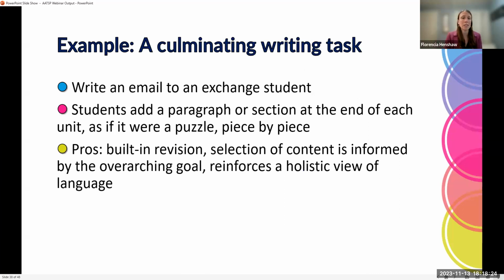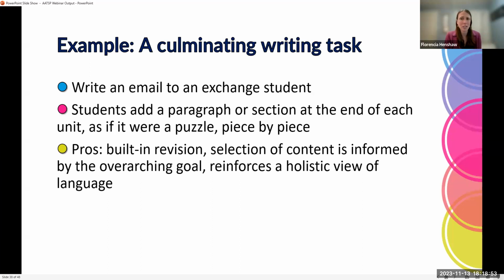The pros of doing something like this is built-in revision, because sometimes we do assessments, we collect it, we give feedback, and it all dies there, right? But in this case, the students keep revisiting, keep rereading what they wrote. So as they hopefully progress in their language journey, they can notice different things and maybe add to it, maybe revise them. Also, as you plan your course, the selection of content is informed by this overarching goal.